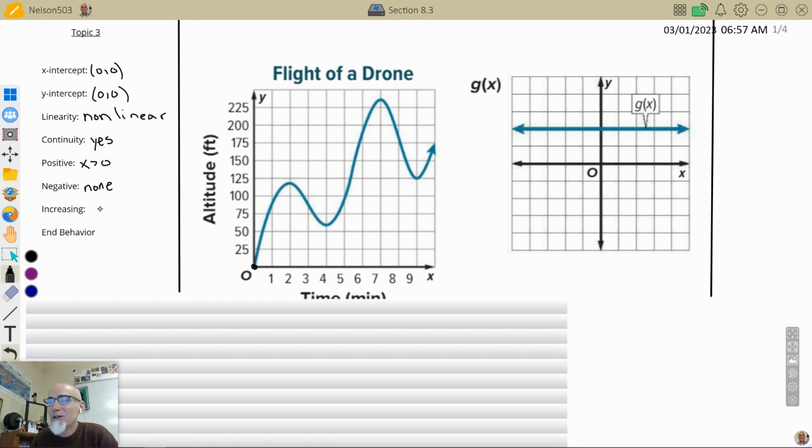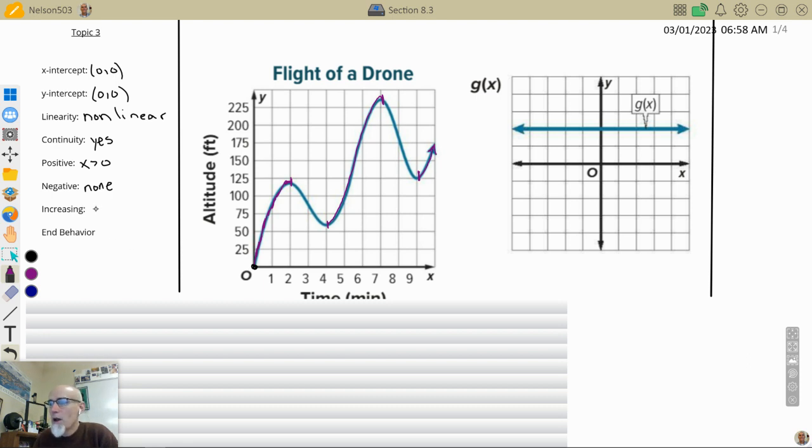Is the function increasing? Well, for certain values, it's increasing. Let me try to color code this. So for this area right in here of the graph, it's increasing all the way up to here, it looks like to me. Then it's increasing from here to here, okay? And then it's increasing from here on forever, if that arrow is assuming that we're going up forever.